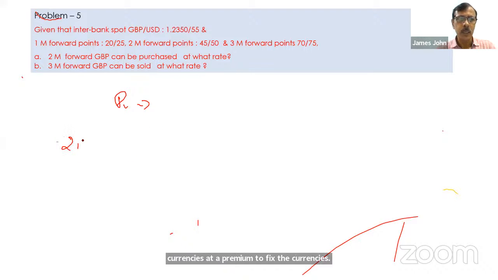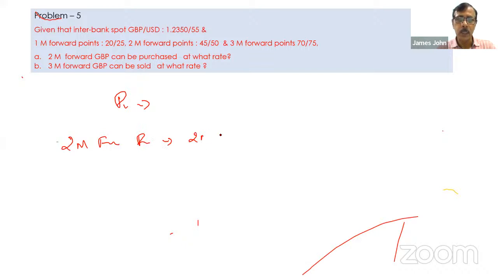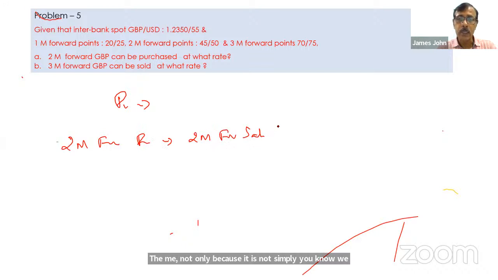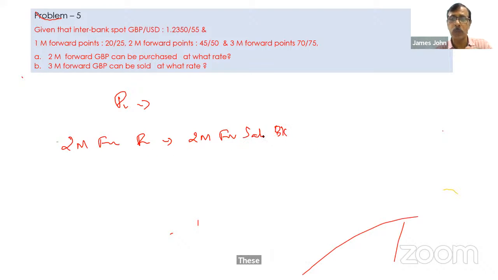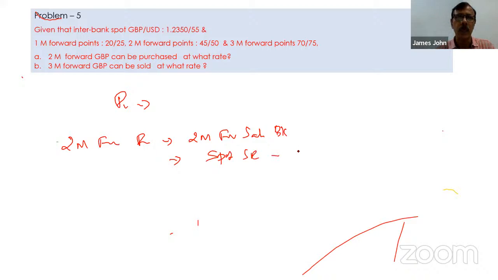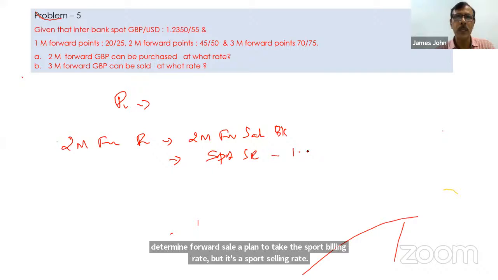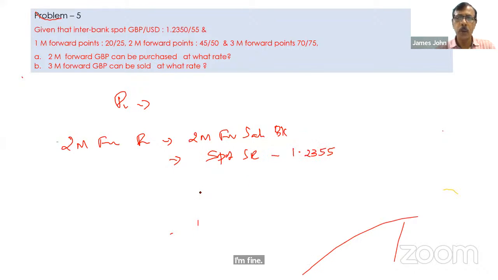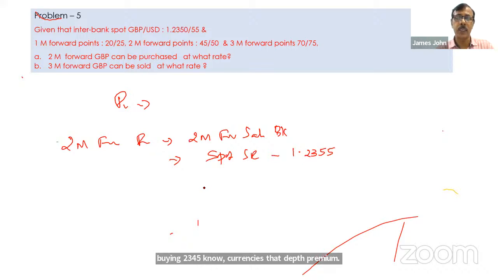Now we want the 2-month forward purchase. That means it is a 2-month forward sale by the bank. Am I correct? Forward purchase means it is a 2-month forward sale by the bank, and for that you take the spot selling rate. What is the spot selling rate? 1.2355. Now, the currency is at a premium. We want the 2-month selling rate.